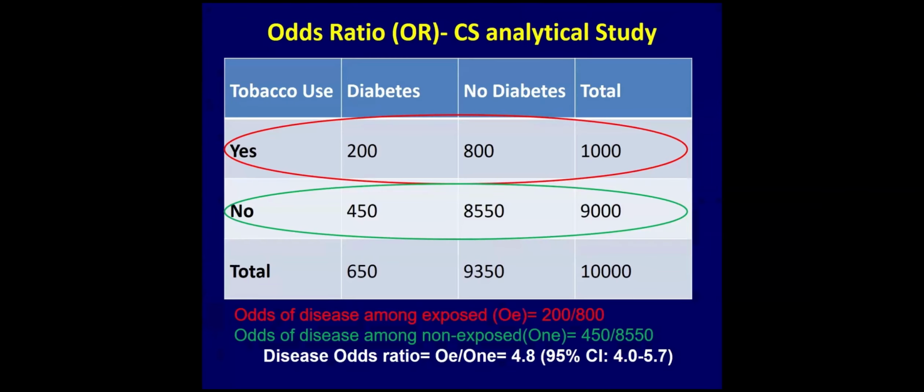Okay. So very simple. Sir, please come again, sir. What exactly is the difference between prevalence ratio and odds ratio?